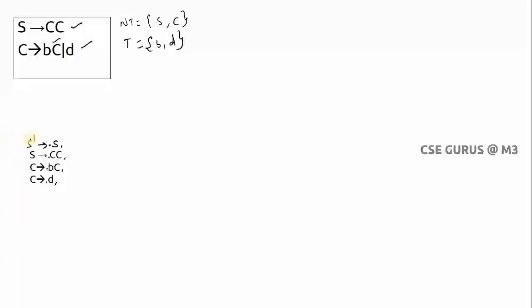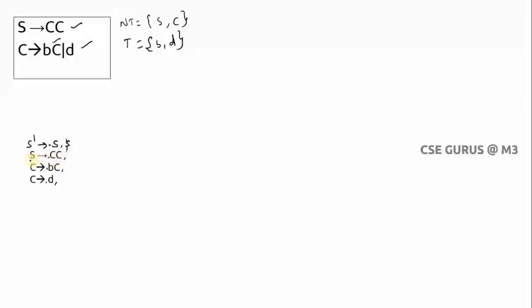Okay, the first thing, S dash. Is there S dash anywhere in the right hand side? Of course definitely you won't find that. So anyway if you don't find it, for the initial production you just include the look ahead as $. So I'm including $ here. Just include the $ for the initial production, that is for the augmented production. So always you keep $.